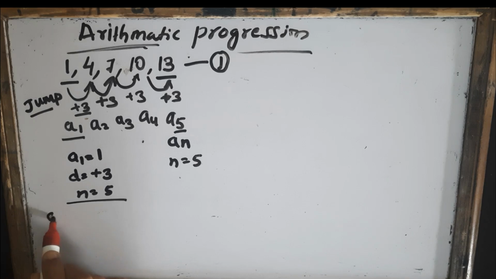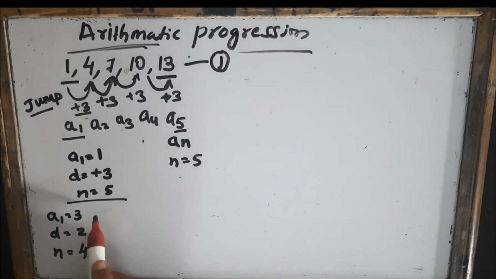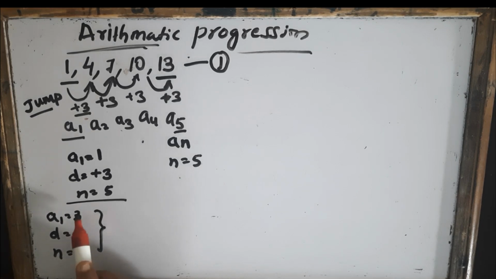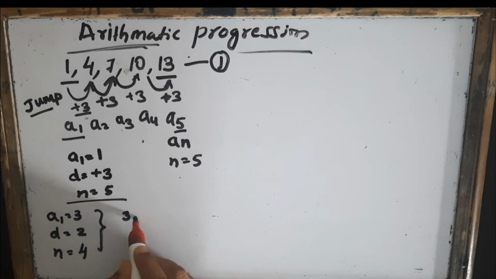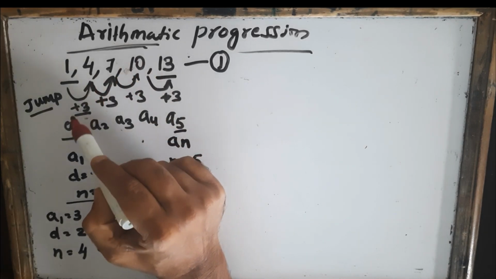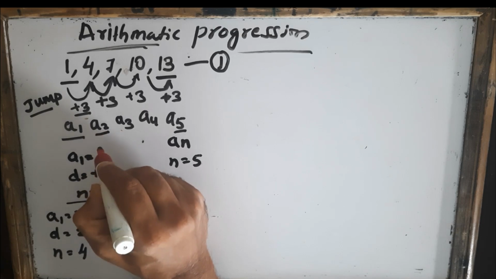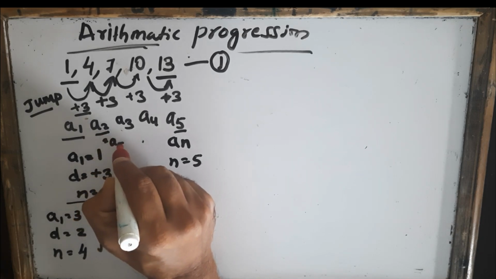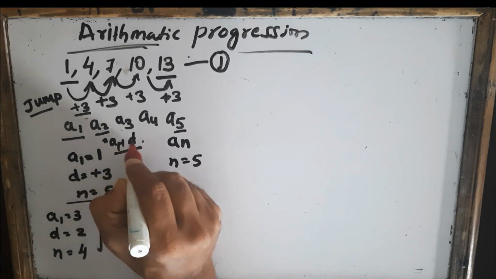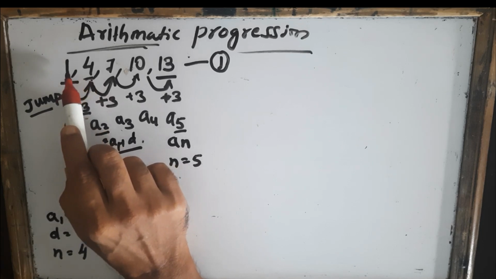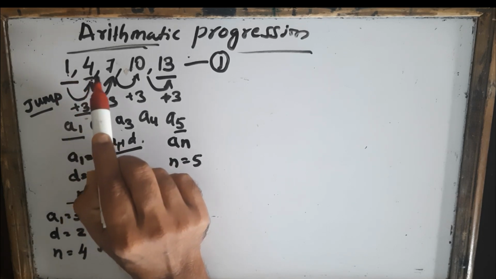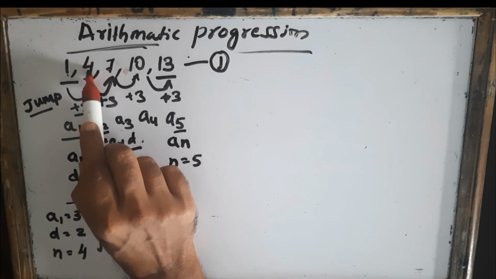if we are given a1 is equal to 3, difference is 2 and number of elements n is 4, we try to establish the arithmetic progression using this. A1 is 3. Now to find the second element, you know that A2 is equal to A1 plus D. That means the second element is the first element plus the difference. Like this, the next element will be the previous element plus the difference.